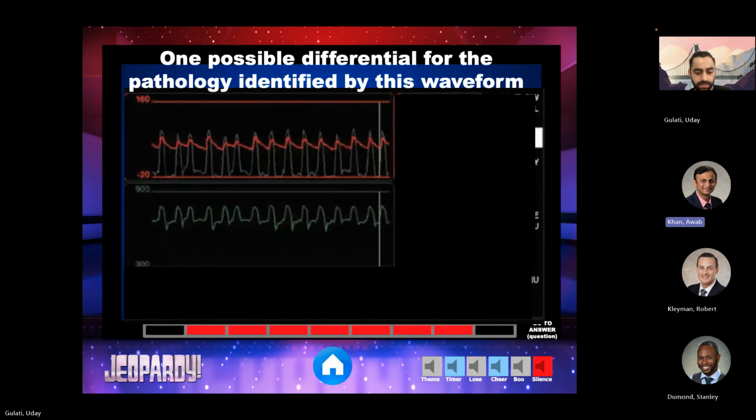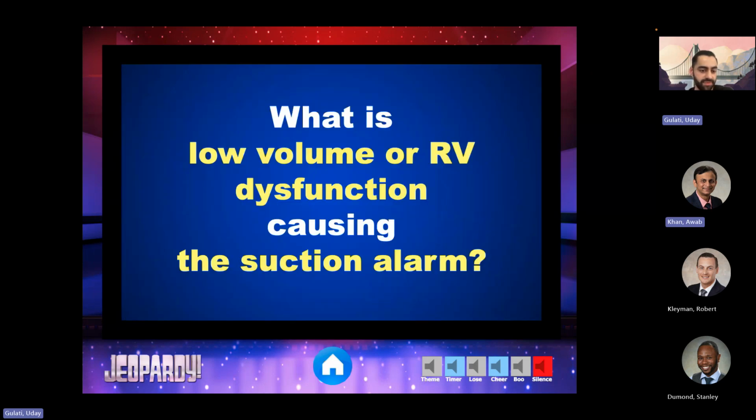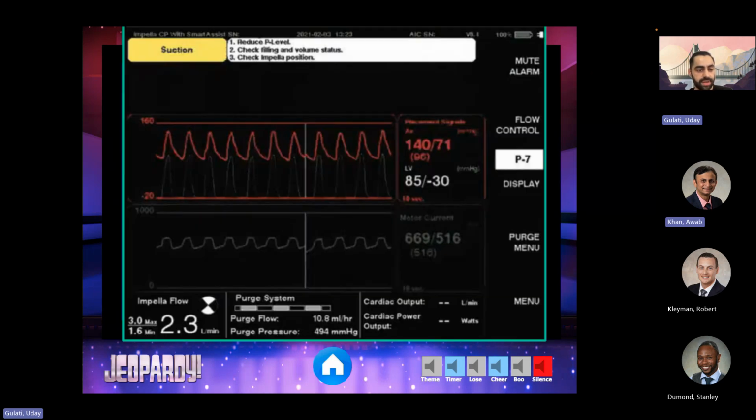Suction events in hypovolemia. Yeah, absolutely. So, low volume or RV dysfunction causing a suction alarm, right? What I'm not showing here is that there's a suction alarm going on. What you're really seeing is those sharp negative deflections. Once again, that LV waveform is the red graph. Whoops, this is the wrong image.